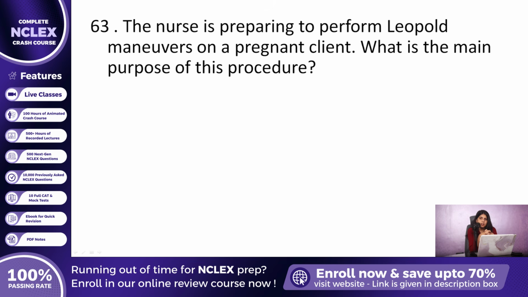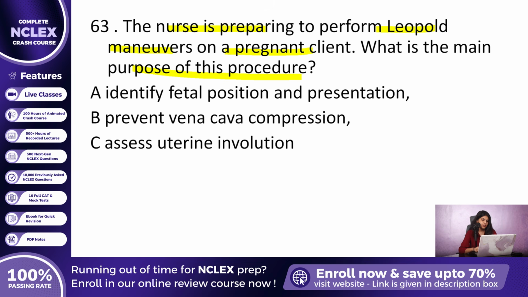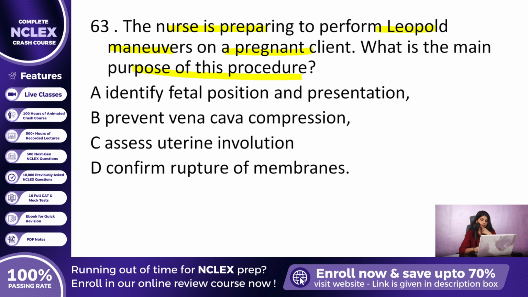Question 63. Now, let us focus on a fundamental obstetric assessment skill. The nurse is preparing to perform Leopold maneuvers on a pregnant client. What is the main purpose of this procedure? The choices are: identify fetal position and presentation, prevent vena cava compression, assess uterine involution, or confirm rupture of membranes. The correct answer is option A, identify the fetal position and presentation within the uterus.